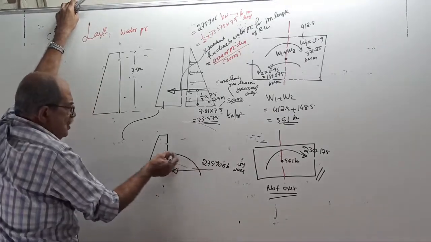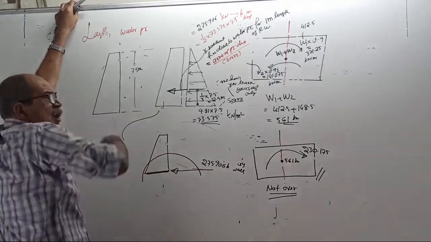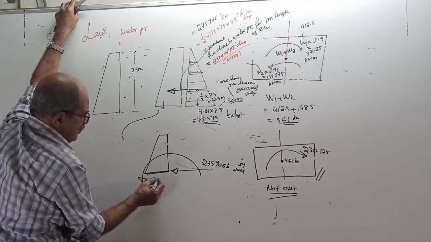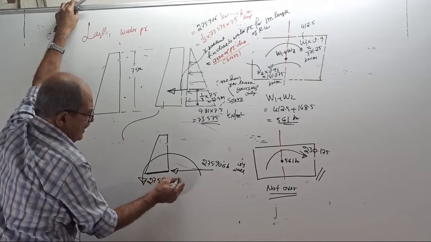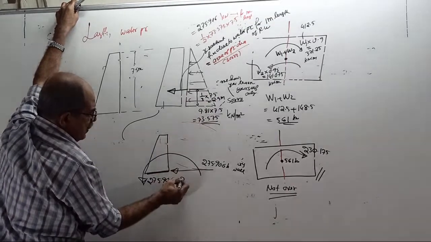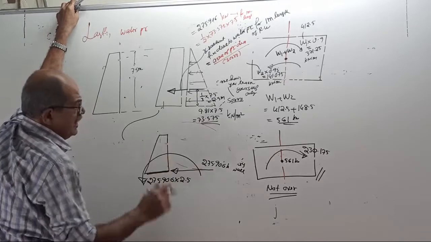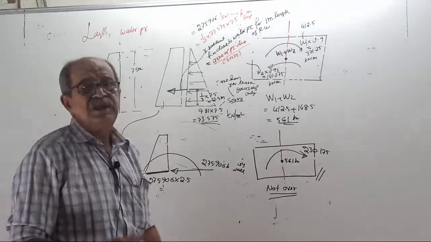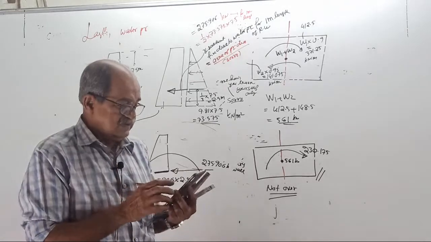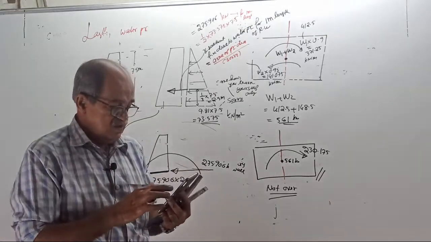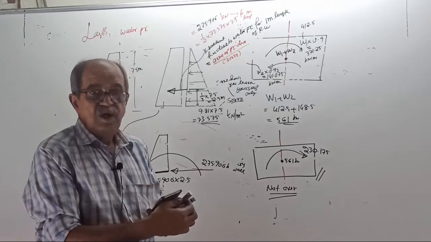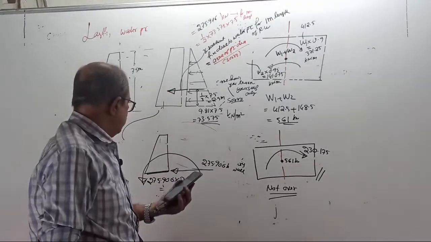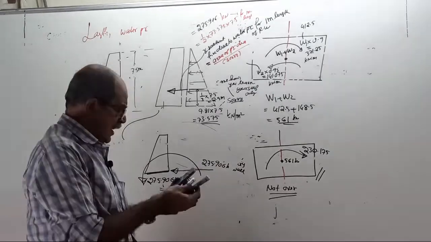And also an overturning moment this way of 275.906 into 2.5. Answer. This will give the moment this way. 275.906 into 2.5. Answer first.